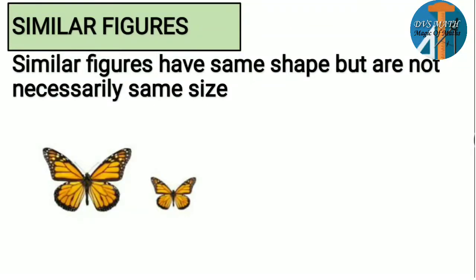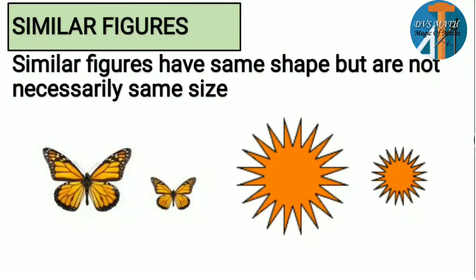If you observe these butterflies, they seem the same, right? They are very similar, with the same shape, same structure and same color, but they are not the same size. Likewise, these two figures look like the same shape and same color but not the same size, and we call them similar.